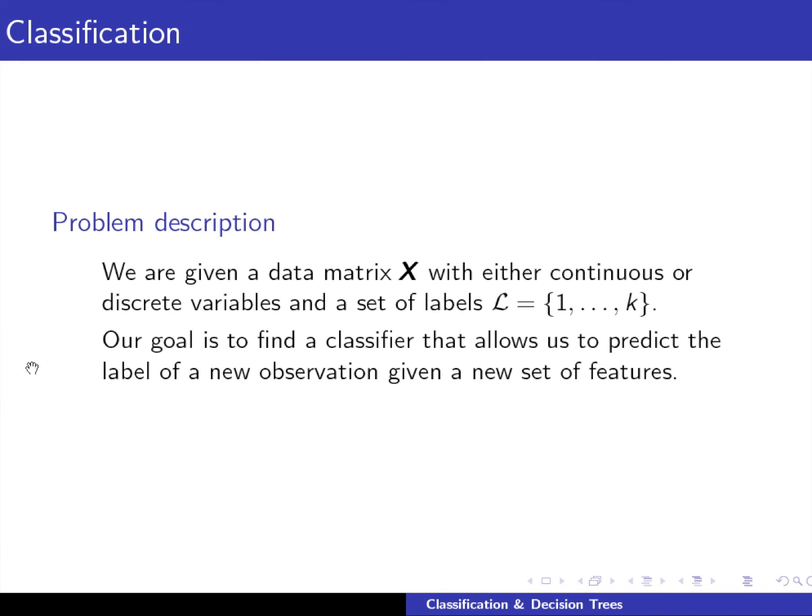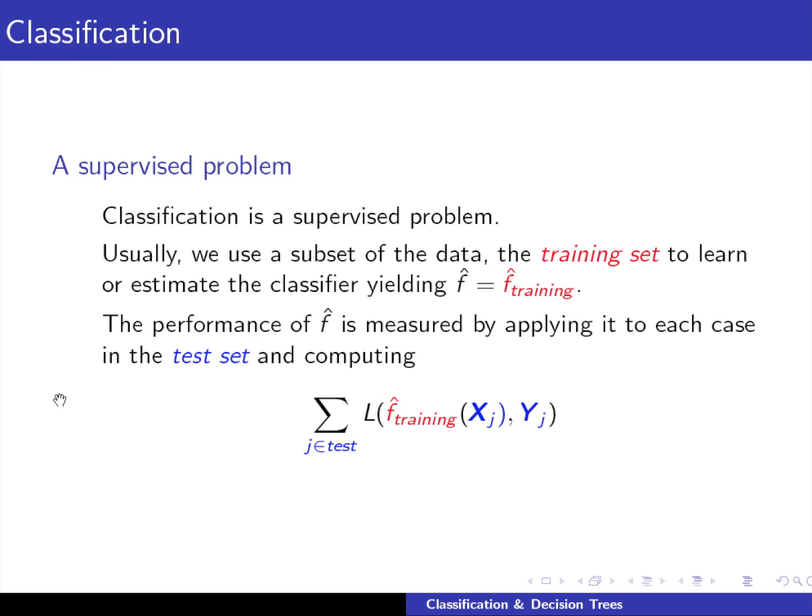Okay, so our goal is to find a classifier that allows us to predict the label of a new observation given a new set of features. So the new set of features would be measurements I had made on myself, go into the model, and then we would say, oh, she's high risk for heart attack, or she's not. You put me in one of the groups. So you're essentially assigning a label to me. Okay, so that's a supervised problem, as I said.